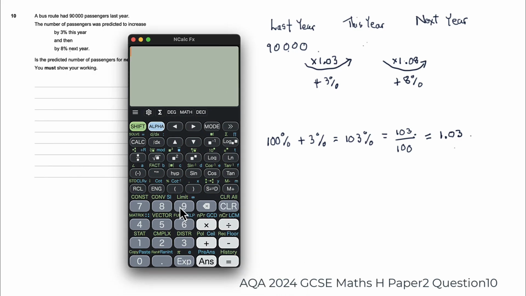So we've got 90,000 and we're multiplying it by 1.03. And that gives us 92,700.